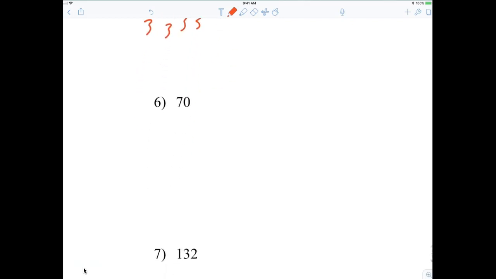Avery, tell me about 70. You can just break it down into 7 and 10. And then 10 goes down to 5 and 2. Exactly. So the answer would be 7 times 2 times 5. You still have to do it that way, right?